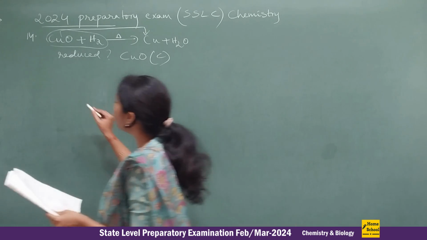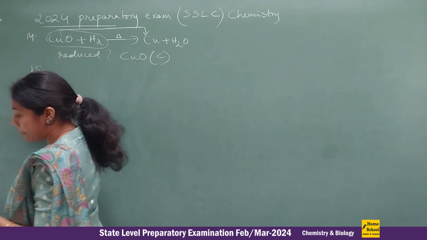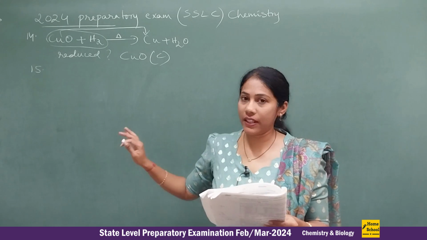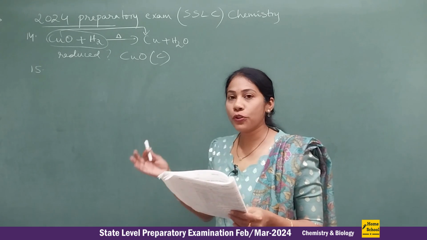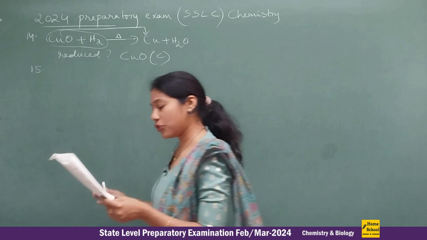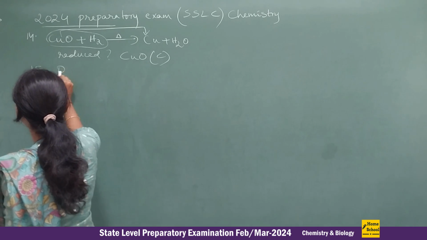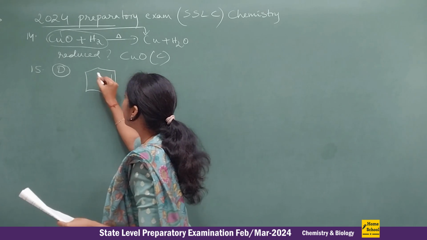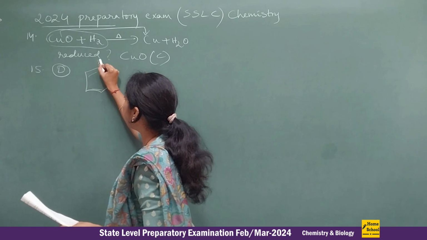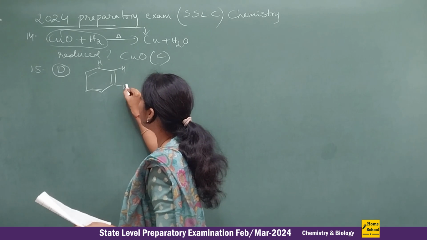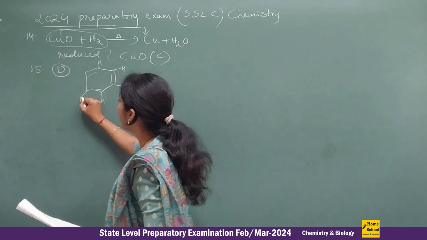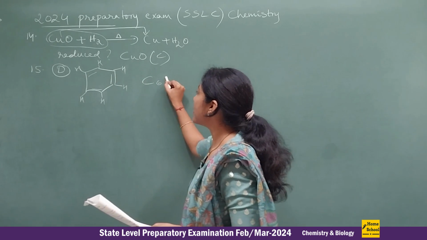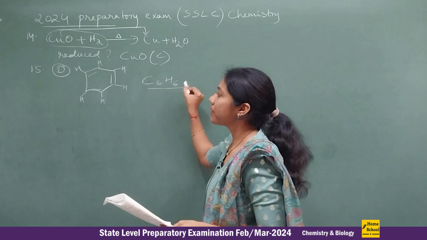Fine. Now question number 15 is very simple. They are asking you the structure of benzene. They have given 4 structures here. So you have to select which is the correct structure of benzene, and definitely option D is going to be the correct structure of benzene, right? It will have 3 double bonds. At every carbon you have 1 hydrogen. So this is our benzene with the molecular formula C6H6.